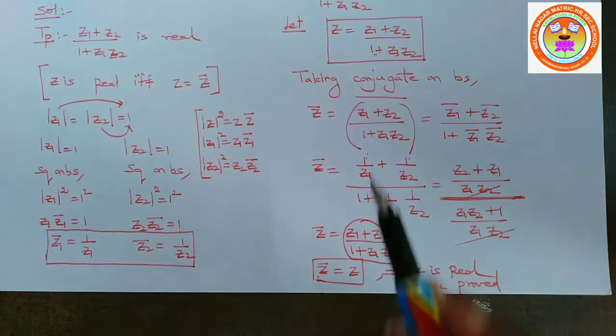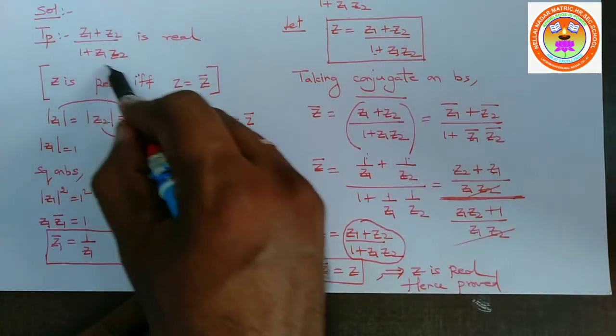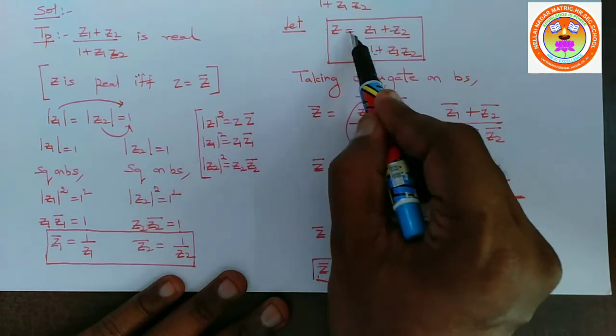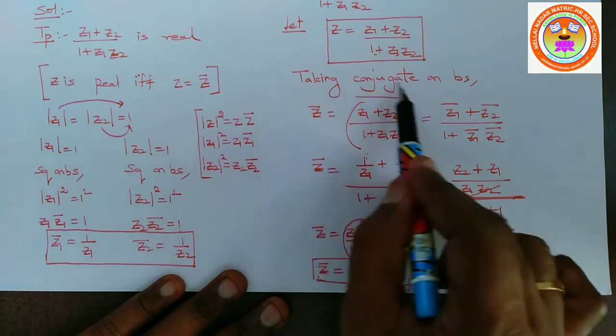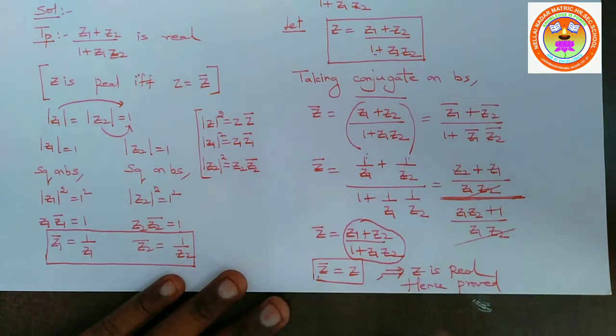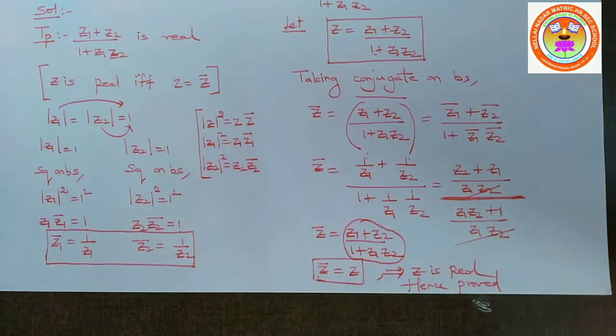The same here also. After the assumption, we need to assume this one as z. So z is equal to z bar means z is real. I need to get z bar here, so taking conjugate on both sides, we are going to proceed with this sum. We can get the answer very easily.